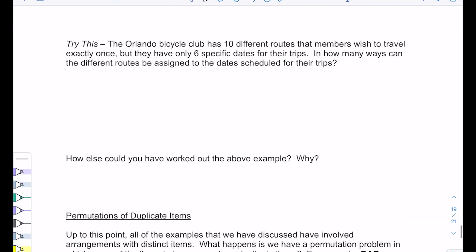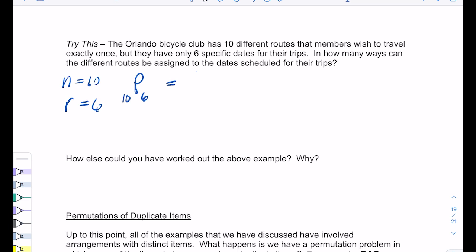Okay, try this one on your own. The Orlando Bicycle Club has 10 different routes that members wish to travel exactly once, but they have only 6 specific dates for their trips. In how many ways can the different routes be assigned to the dates scheduled for their trips? Does the order matter here? The answer is yes. There's 10 different routes, but there's only 6 specific dates. The order matters. So here n is going to be 10, and r in this case is 6. So we have a permutation, 10 choose 6.